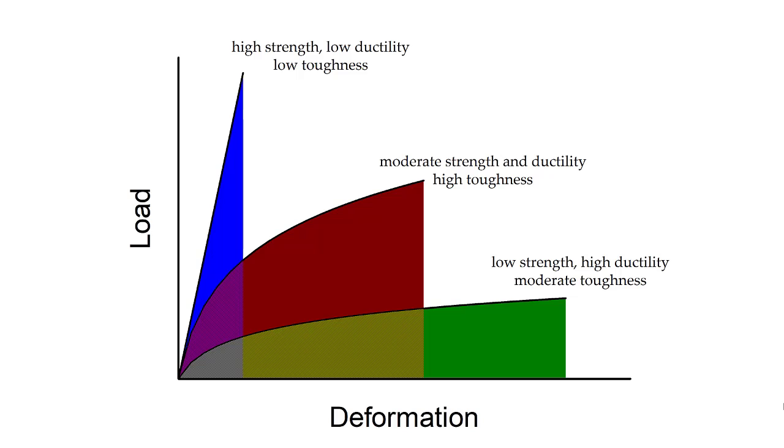Finally, the red material would represent something that has only moderate strength and moderate stiffness, and yet high toughness, because it has a fairly large area under the curve. So again, do not equate high strength with high stiffness and high toughness. They're somewhat not related to each other.